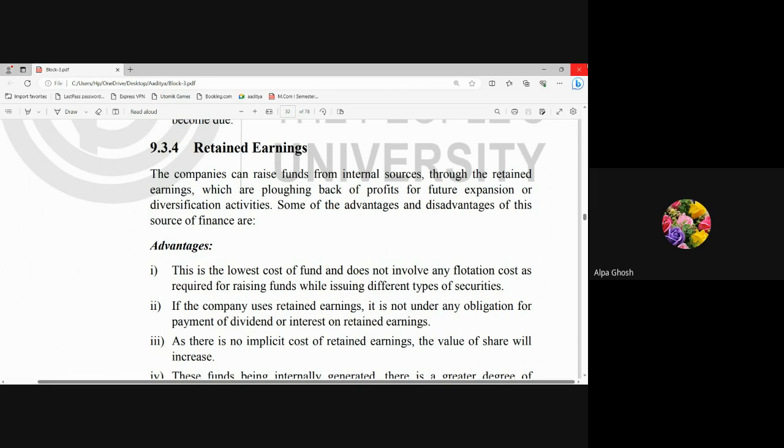It is not necessary that the whole earnings of the company, the whole profit of the company, be paid as dividend. You can keep a part within the company for further use. The amount of profit which is not paid to the equity shareholders as dividend is known as retained earnings. This retained earnings is also known as plowing back of profits, and this amount is used for future expansion and diversification activities.